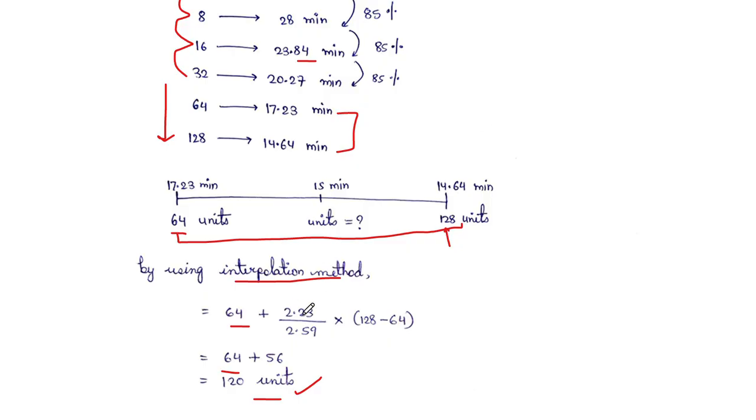So guys, how did we arrive at this? How is 2.23 arrived? 17.23 minus 15 minutes is 2.23, and for this number 2.59, we subtract 17.23 minus 14.64. So the bigger one is 2.59 and the smaller one is 2.23.